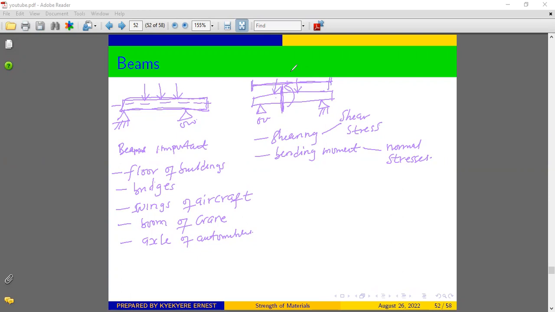Therefore, in the design of beams, because the distribution of the shear force and the bending moment varies from one point to another, there is the need for the designer to determine where the maximum shearing stress or the maximum shear force, and the maximum bending moment occurs. That will help the engineer to design to be able to reduce or withstand failure. Now let's look at types of beams quickly.